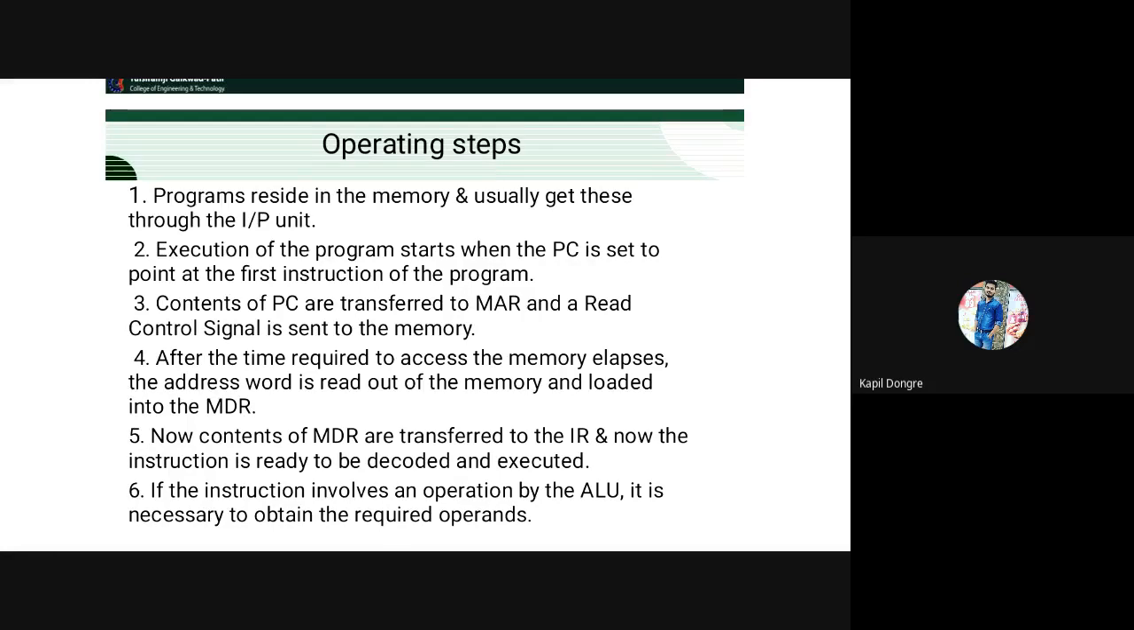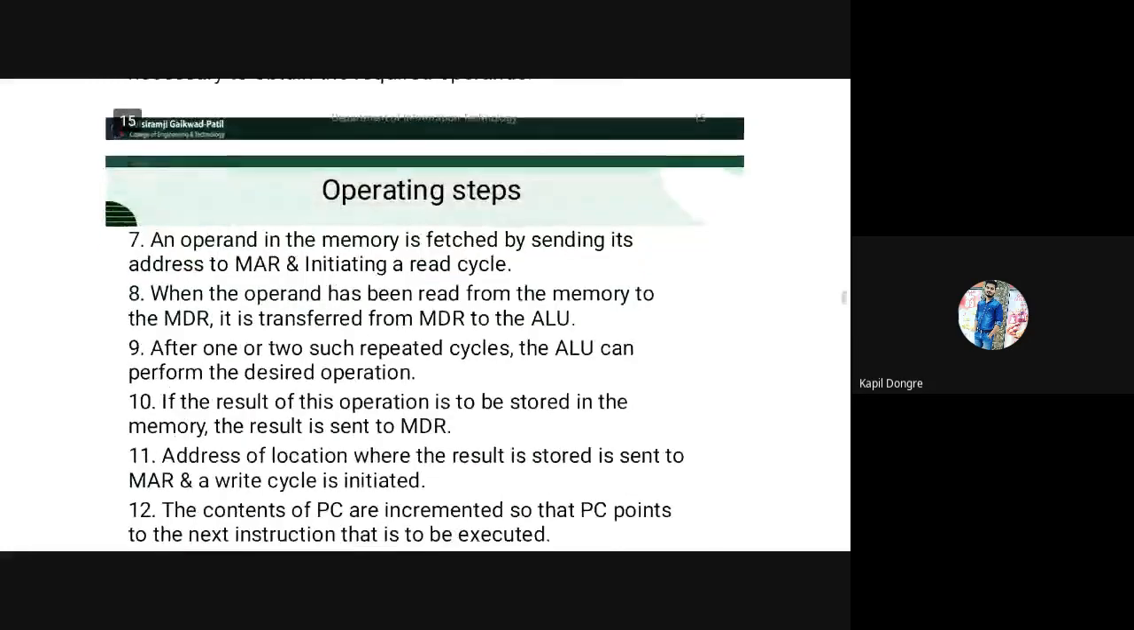Next, the contents of PC are transferred to MAR and a read control signal is sent to the memory. After the time required to access the memory has elapsed, the addressed word is read out of memory and loaded into the MDR. If the instruction involves an operation by the ALU, it is necessary to obtain the required operand. The operand in memory is fetched by sending its address to MAR and initiating a read cycle. When the operand has been read from the memory into the MDR, it is transferred from MDR to the ALU.